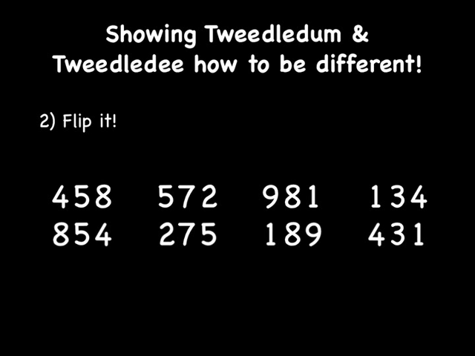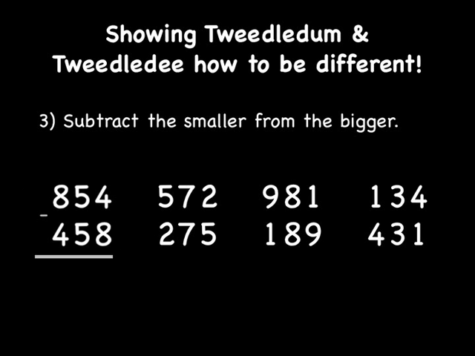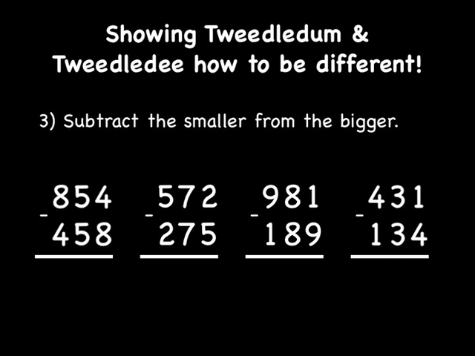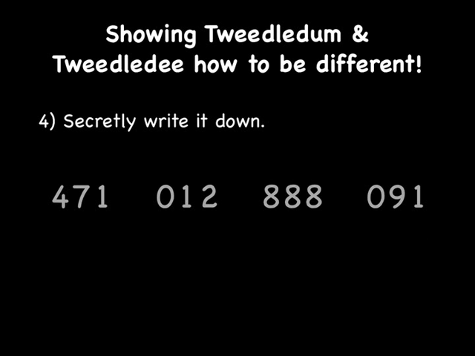So in the first set, 854 is larger, so we'll put that on top. And in the last group, 431 is larger, so we'll put that on the top. And we'll subtract. Okay, let's do that subtract. So this is just some numbers that you might get whenever you subtract. And so maybe you can stop now, everybody, and figure out your own subtractions.